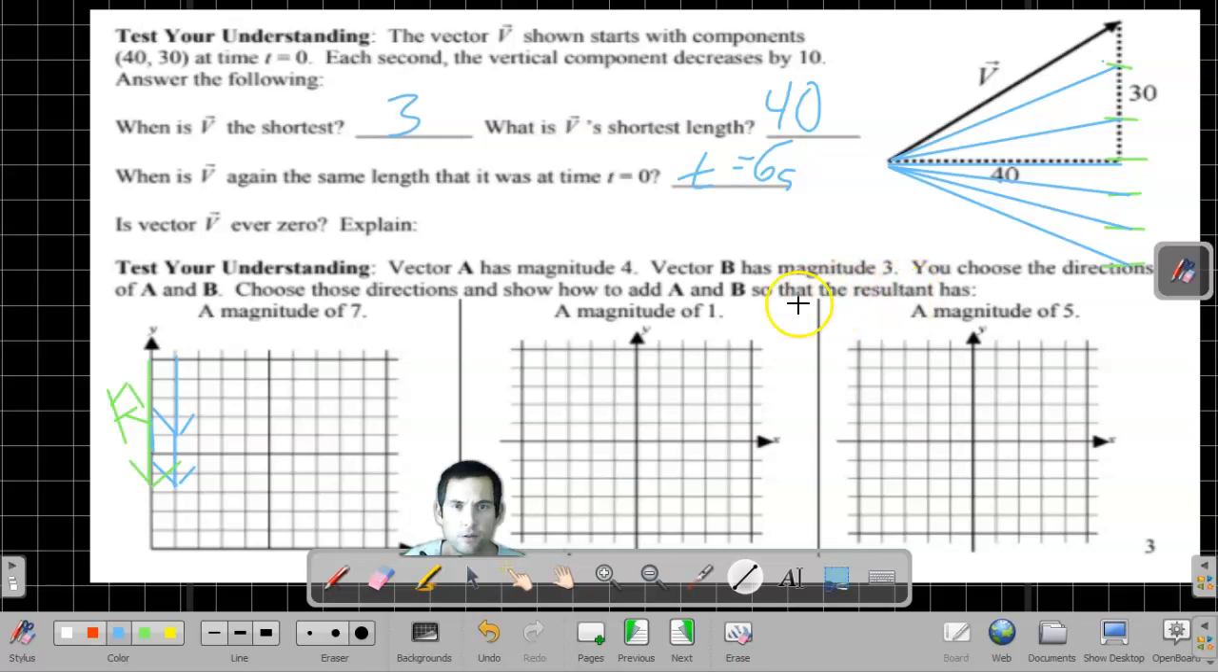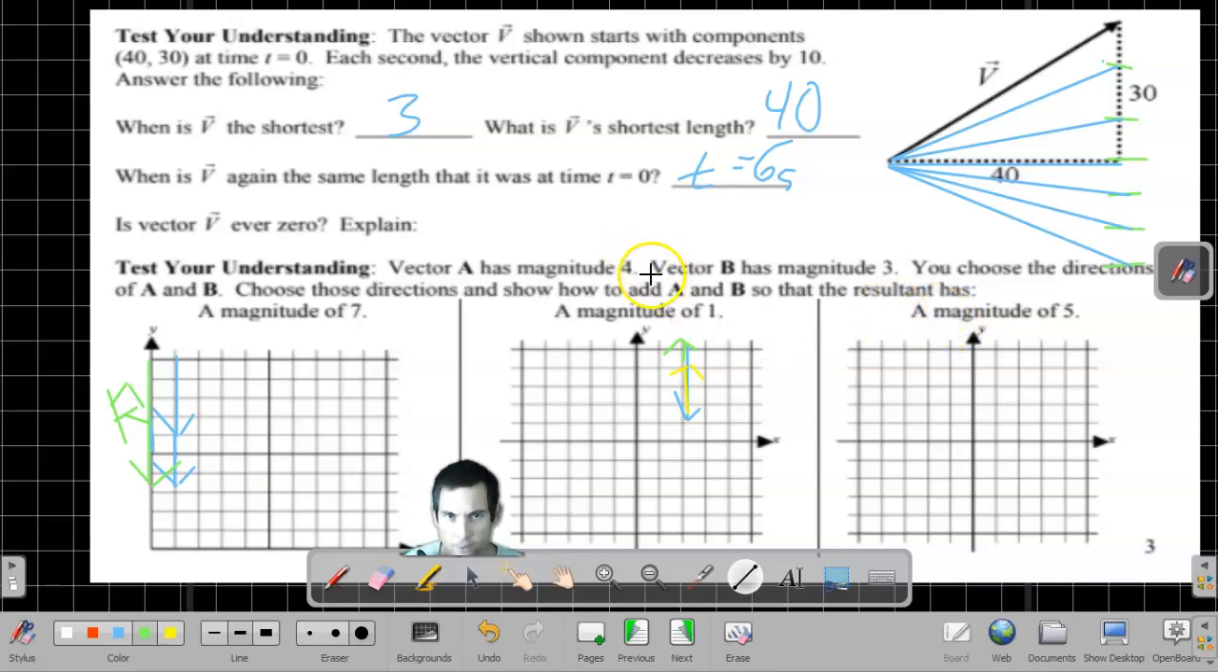Next one, vector B has magnitude 3, A is 4, magnitude of 1. Well, that would mean we're starting out with vector A, 1, 2, 3, 4. Vector B, which I will use yellow, 1, 2, 3. And the resultant vector, what's left over, I'll use green for this one, is just a magnitude of positive 1. Or magnitude 1, because magnitude and absolute value is the same thing, right?